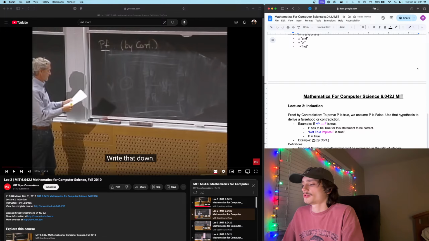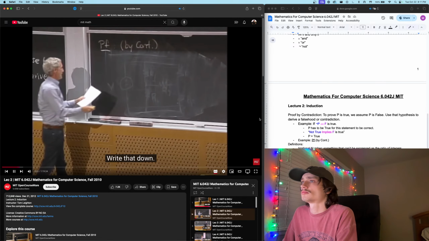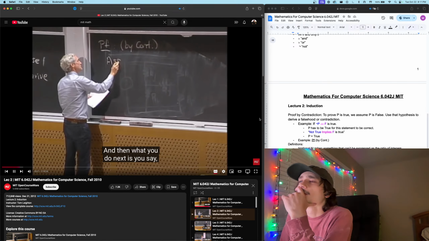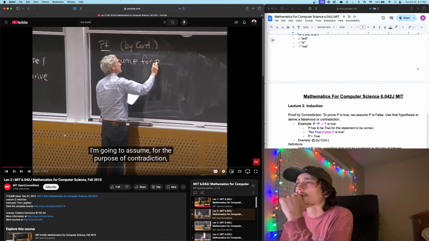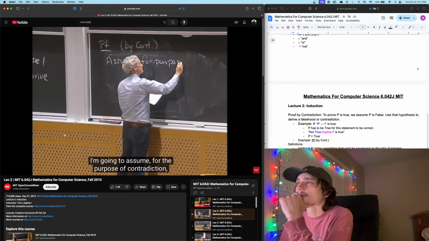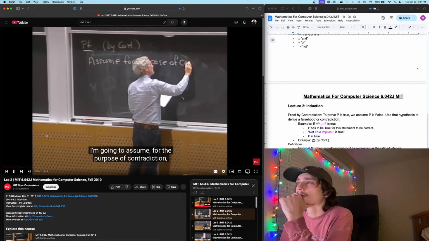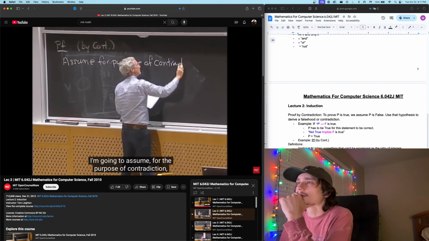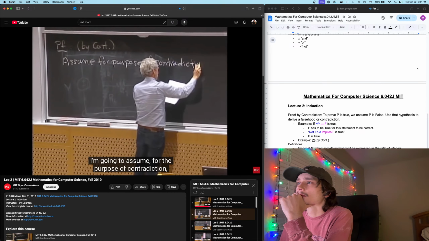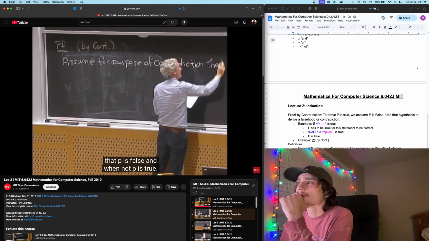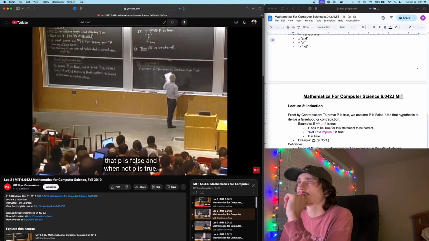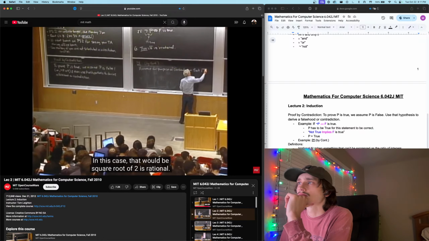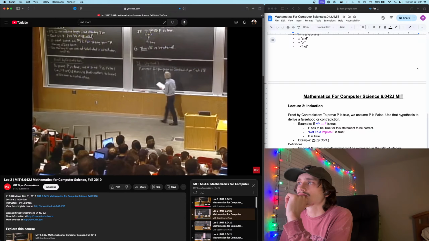Okay, proof by contradiction here. And then what you do next is you say, I'm going to assume, for the purpose of contradiction, that P is false, namely not P is true. In this case, that would be square root of 2 is rational.